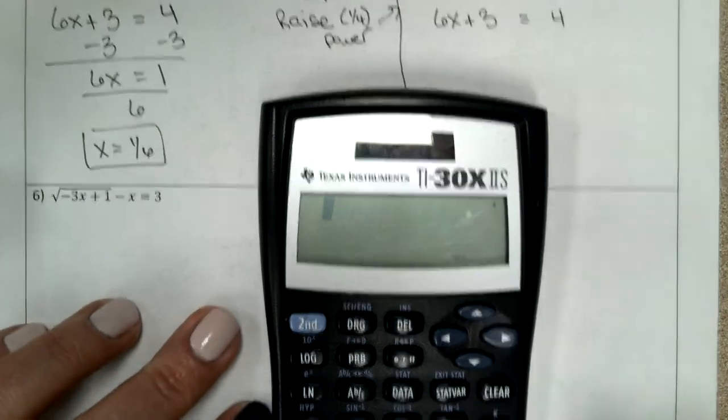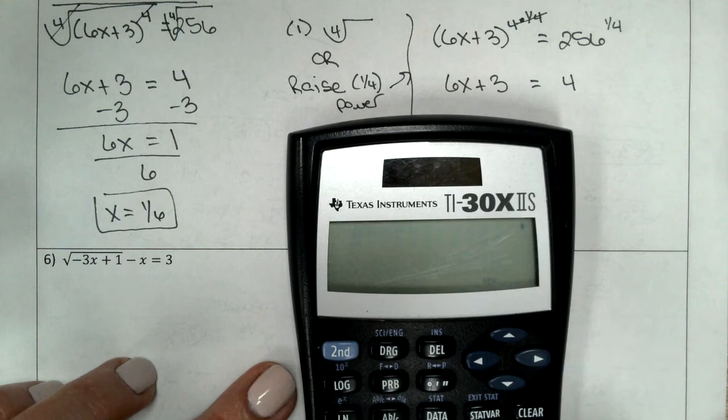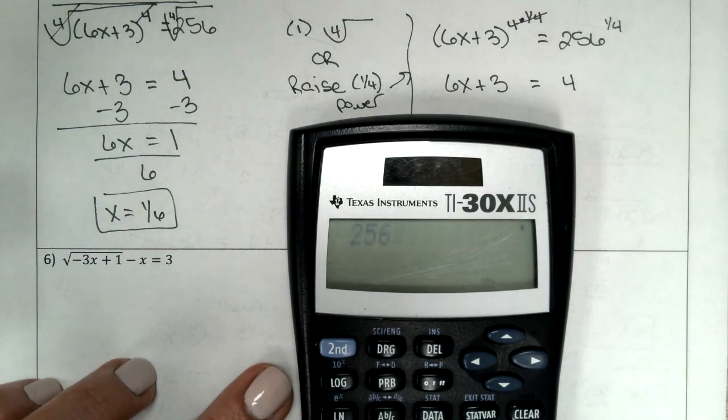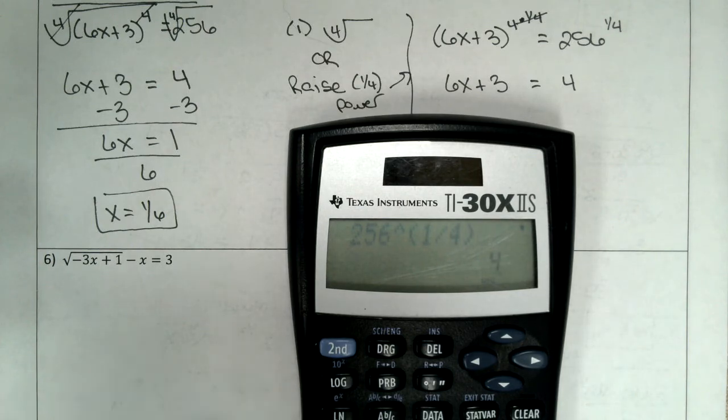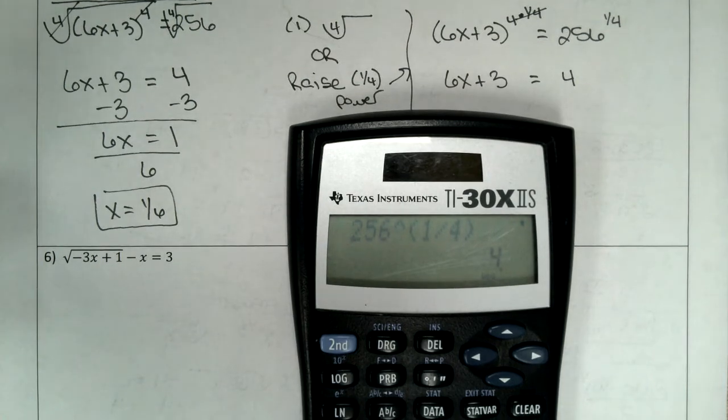All right, so let's start with the one on the right, 256 to the 1/4 power. So if you put 256 and then the caret for your exponent, and then I would do parentheses, 1 divided by 4, and that is how you get 4.